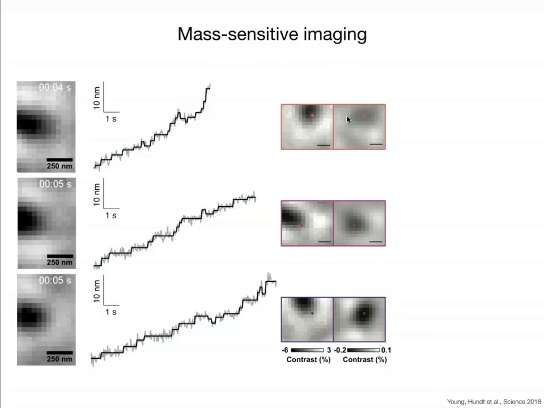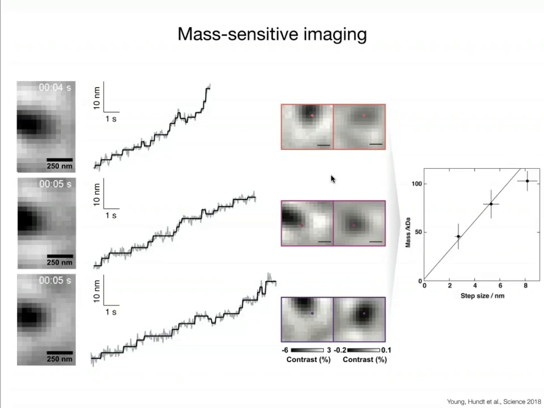Here you can see the shadows or the scattering signatures for different step sizes, and the larger the step size, the darker these signatures are, of course. But since I have my mass calibration, I can now go back and ask the question, what mass does this shadow actually correspond to as the filament tip grows? And in fact, if you do that, you'll see that a step size of 2.7 nanometers, which you would expect for a single subunit addition, corresponds to a mass of approximately what you would expect for a single actin subunit. And for larger step sizes, the mass scales correspondingly.